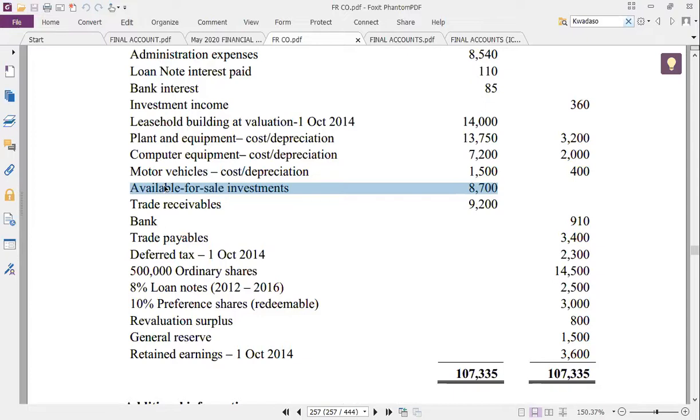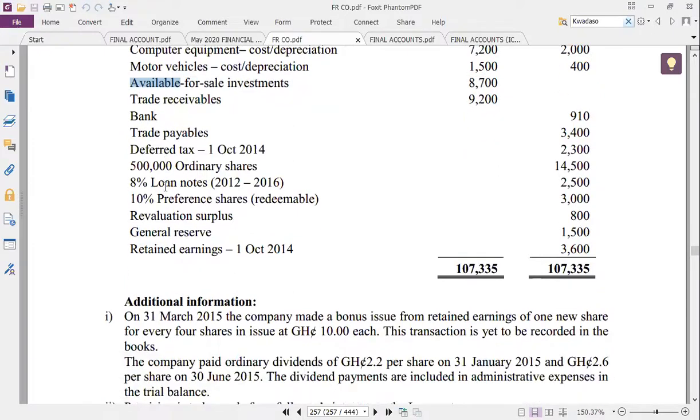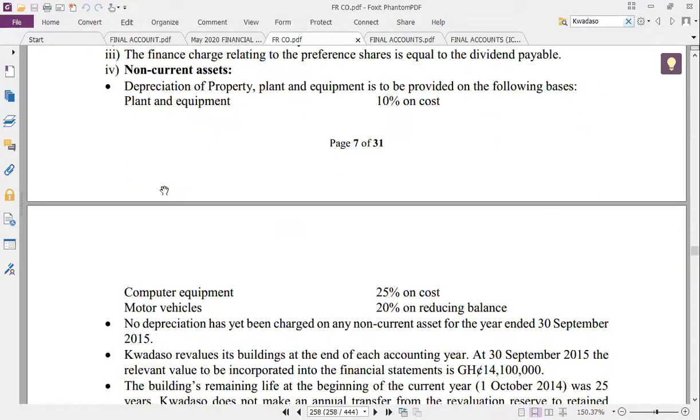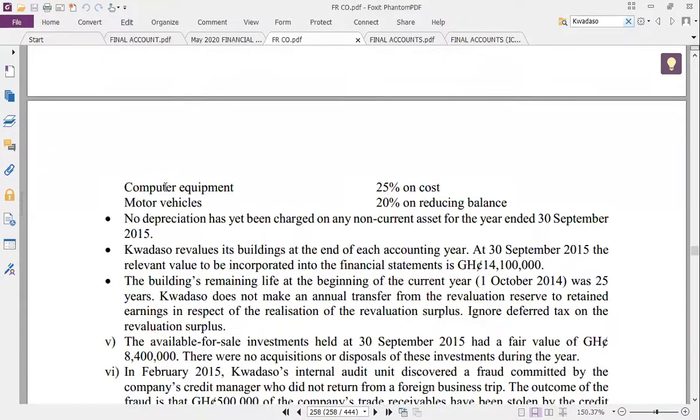Available for sale investment 8,700, right? Good. 8,700. If you go down there, what is the fair value now? 8,400. So is there any fair value gain or loss? There's a fair value loss of what? 300. And this 300 must be reported in where? OCI.